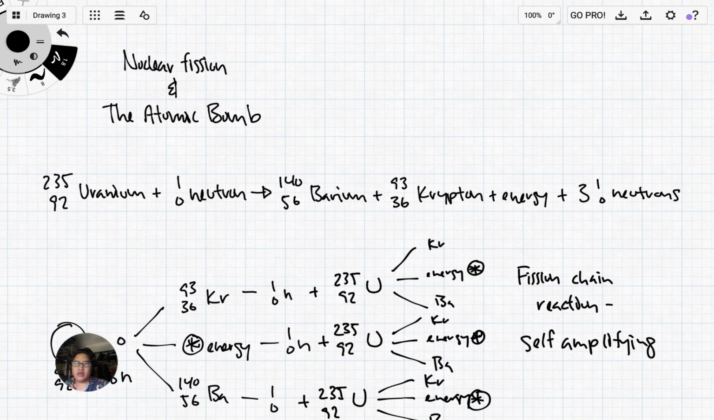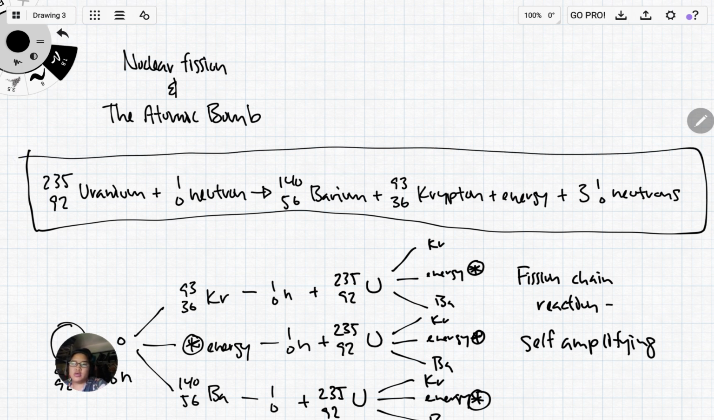So, this right here, this equation, is the equation for the nuclear bomb, basically. Right? So we have uranium-235, 235/92 uranium, bombarded with 1 neutron, and it splits into barium-140 (140/56 barium) and krypton-93 (93/36 krypton) and energy and 3 free neutrons.